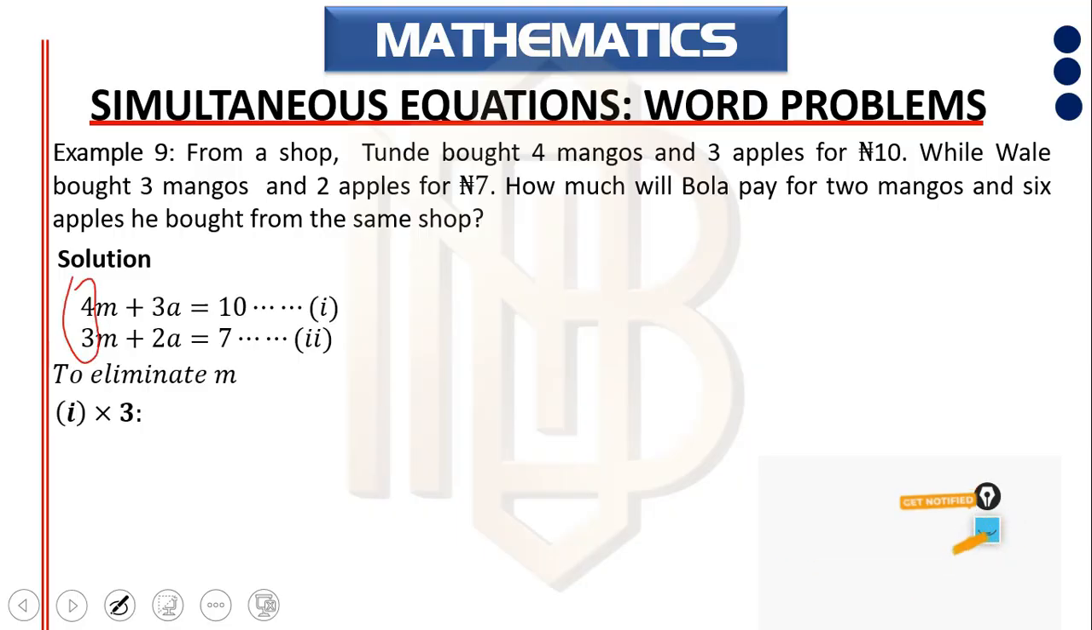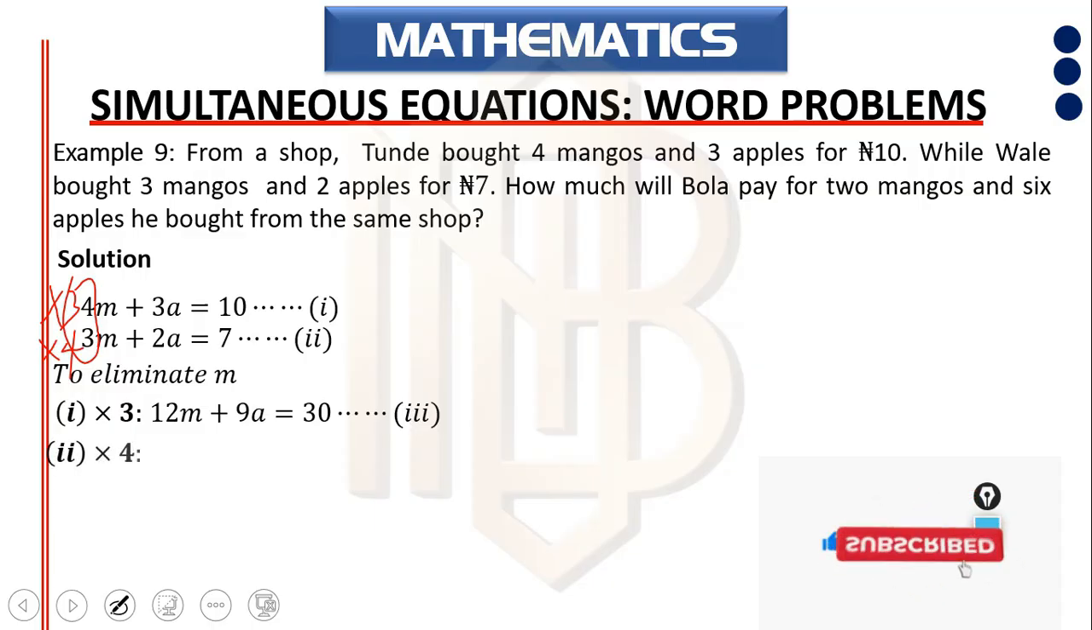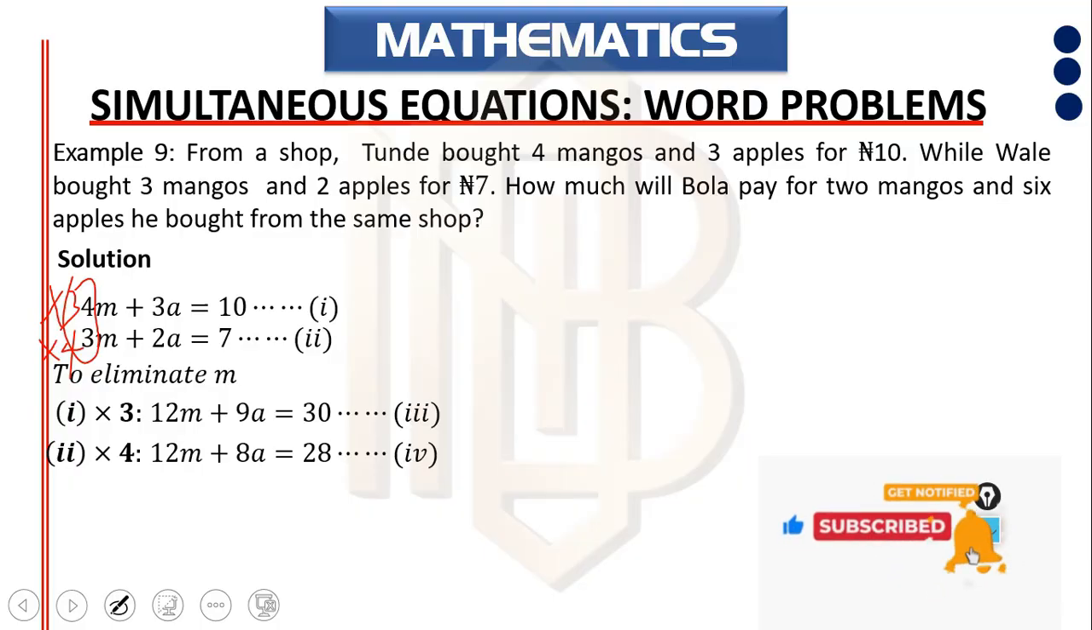This one will be multiplied by 3, and this one will be multiplied by 4. Multiplying by 3 will give us this, and multiplying by 4 will give us that. Are you still with me? I wanted you to process it, that's why I paused a little.